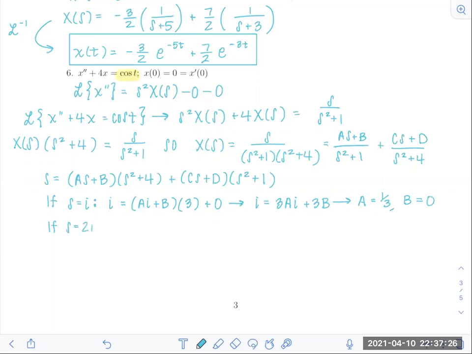Let's do the same for 2i. If I plug in 2i for s, I get 2i equals, the first term drops out. The second term is 2Ci plus D times 2i squared, which is negative 4, plus 1 is negative 3. So I have 2i equals negative 6Ci minus 3D. So here again, by equating coefficients, I get that C equals negative 1/3 and D equals 0.